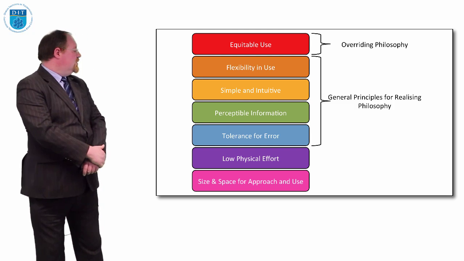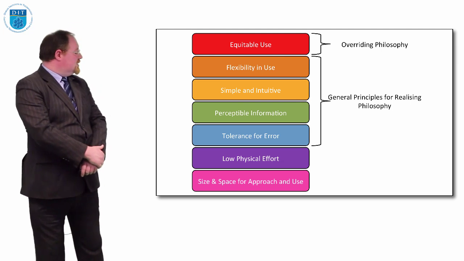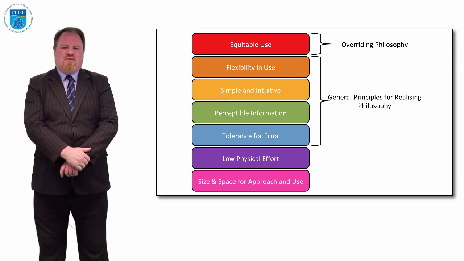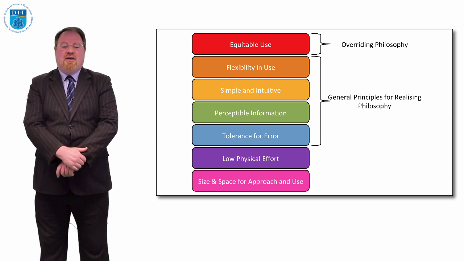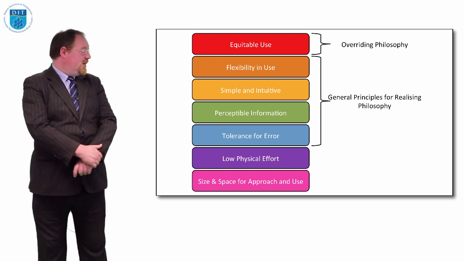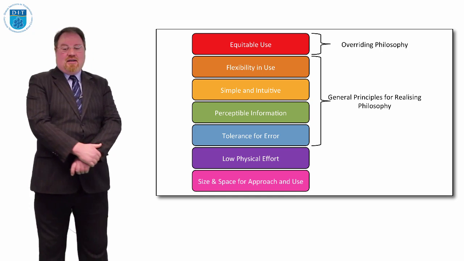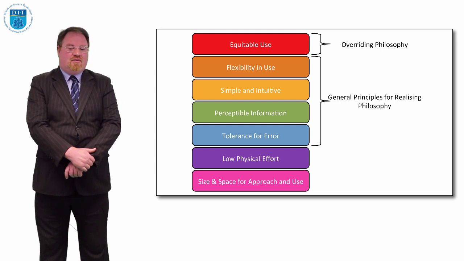How we achieve equitable use, though, is through the next 4 principles, which is flexibility in use. That is, different people can use it differently, or you can use it for different things. That it's simple to use. That the information you need is clear and understandable, and that if you make a mistake, the design tolerates the mistake and doesn't break in pieces. So I see those as the general principles for realizing equitable use, or the overall philosophy.